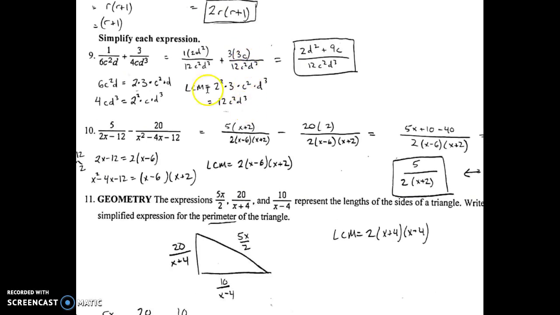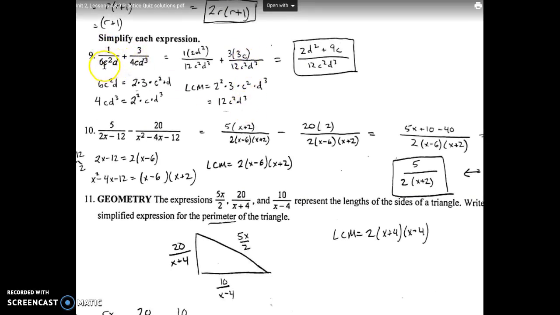For question 9, simplifying each expression, we have 2 different fractions that we're adding together. In order to add them, you need a common denominator. The common denominator is found by finding the least common multiple of the denominators. So breaking down the 6, c squared d, 6 is 2 times 3, and then we have c squared and d. 4 is 2 squared times c times d cubed.